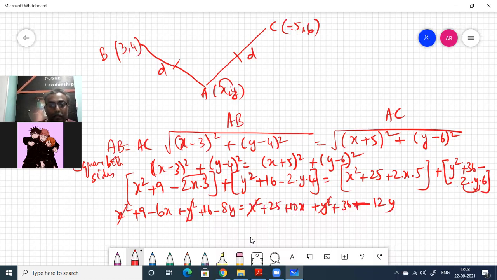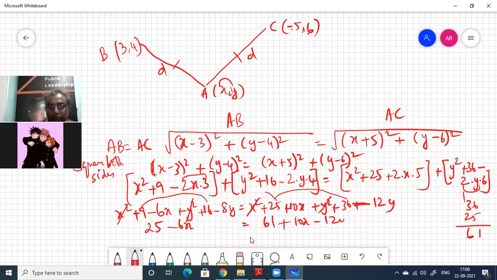Then what you are going to have: 9 plus 16 is 25, minus 6x you keep here, minus 8y. On the other side, 25 plus 36 is 61, plus 10x minus 12y. Now what do we do?